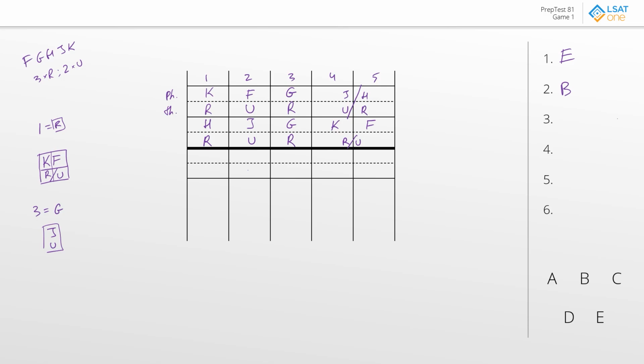A, F is second. Well, in the top scenario, which we said was viable, F could have gone second. Answer choice B, F is fifth. Well, in the second scenario, which was viable, F could have gone fifth. Next, answer choice C, H is fourth.